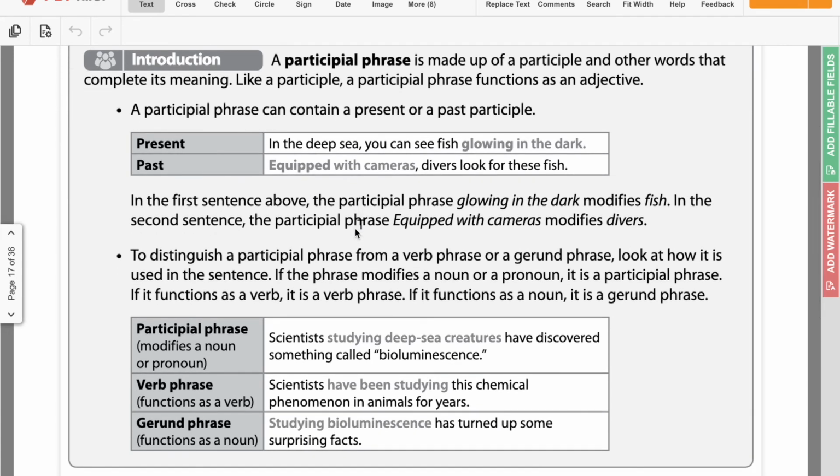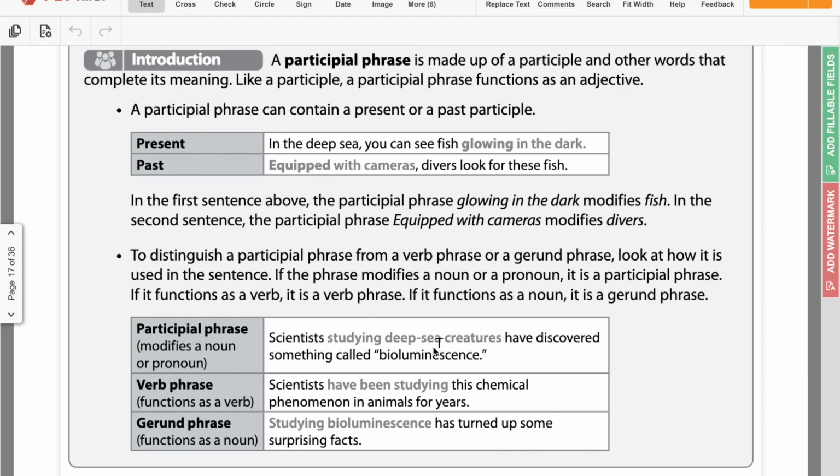So to distinguish a participle phrase from a verb phrase or a gerund phrase, which we've already talked about both of those, look at how it's used in the sentence. If the phrase modifies a noun or a pronoun, it's a participle phrase. If it functions as a verb, it's a verb phrase. If it functions as a noun, it's a gerund phrase. So this is just understanding the differences between participle phrases, verb phrases, and gerund phrases. If it functions as an adjective or describes a noun or pronoun, it is a participle phrase, which is what we're looking at today.